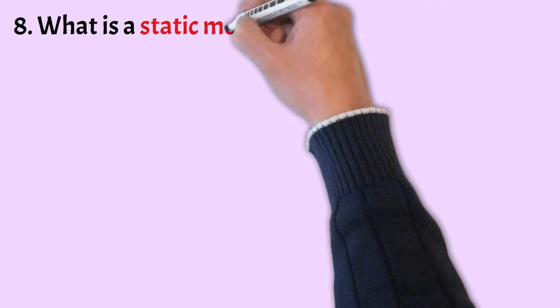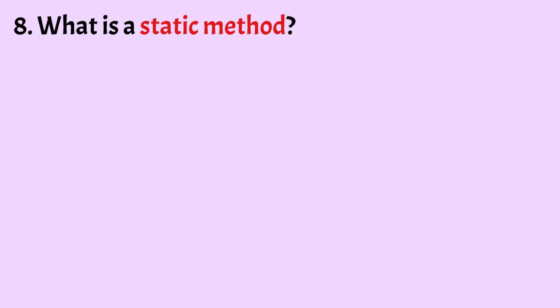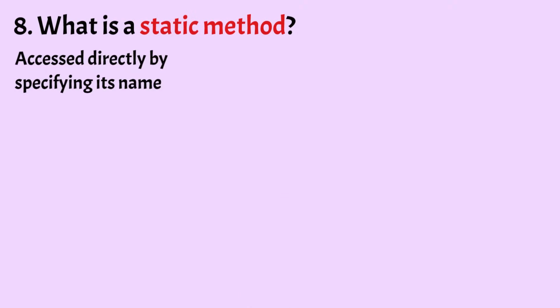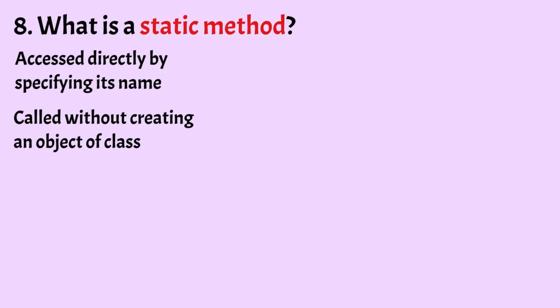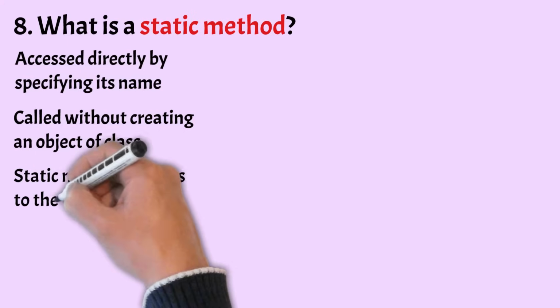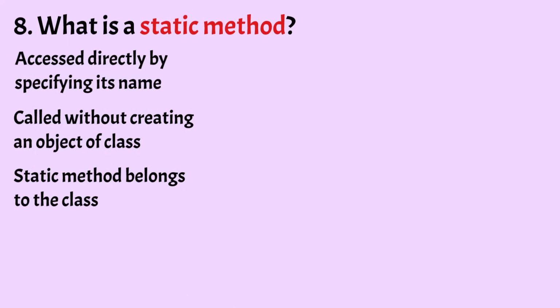Alright, so moving on to the next one. What is a static method? A method which is declared as static can be accessed directly by specifying its name. It can be called without creating an object of the class. Whereas, a method declared as public without static can be accessed only by the creation of an object of the class. A static method belongs to the class and not to the object. A static method doesn't require any object state. So when you do not want to access an instance variable, you can call static methods without instantiating the object. Now let's have an example of a static method.